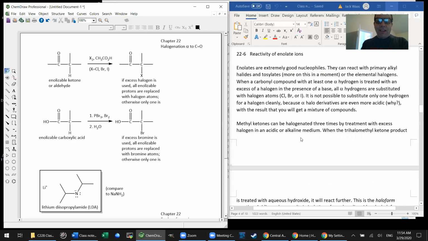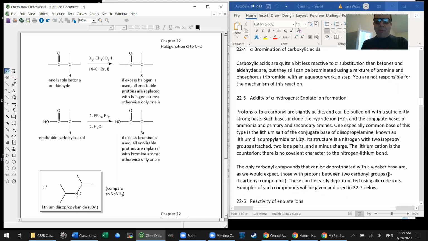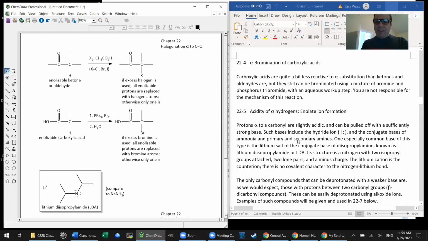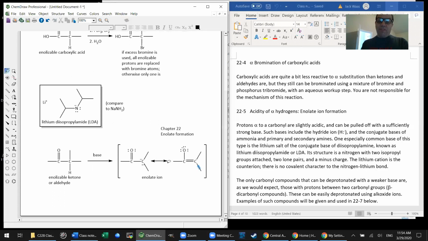Next, in the next video rather, we're going to go over the reactivity of various enolate ions. First, though, I'd like to mention more specifically how it is that we make enolates from an enolizable compound. And what we need is to treat the enolizable ketone or aldehyde in this case with a sufficiently strong base.